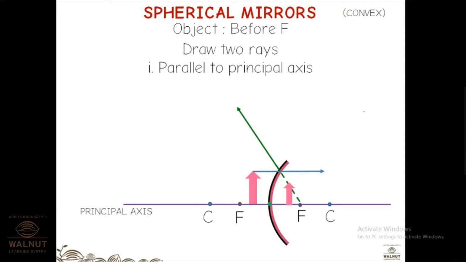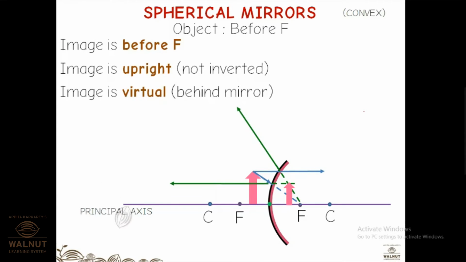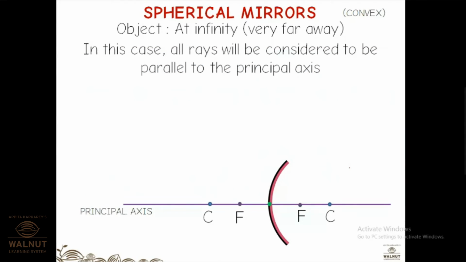Now the object is before F. Draw two rays parallel to the principal axis passing through the focus and let them meet. So again you can see, ma'am, it is still before F only. Before F, yes, it is before F only. And same characteristics are there. So object position is before F, image position is before F, it is upright, it is virtual, and it is diminished.